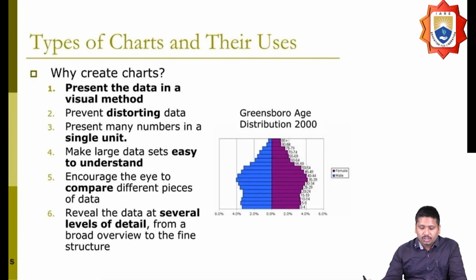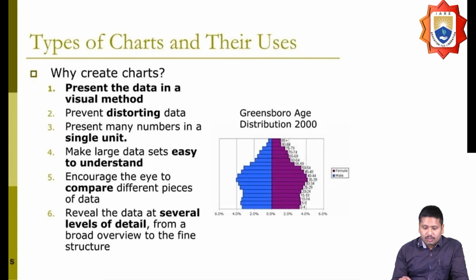For creating charts, we first have to present the data in a visual method. We should also prevent distortion of data, and present many numbers in a single unit. A large data set should also be easy to understand, and encourage the eye to compare different pieces of data and reveal the data at several levels of detail. From that we can get the broader view of the fine structure.